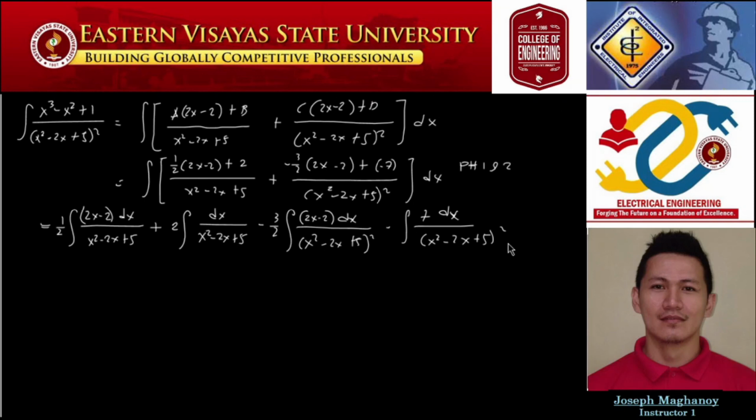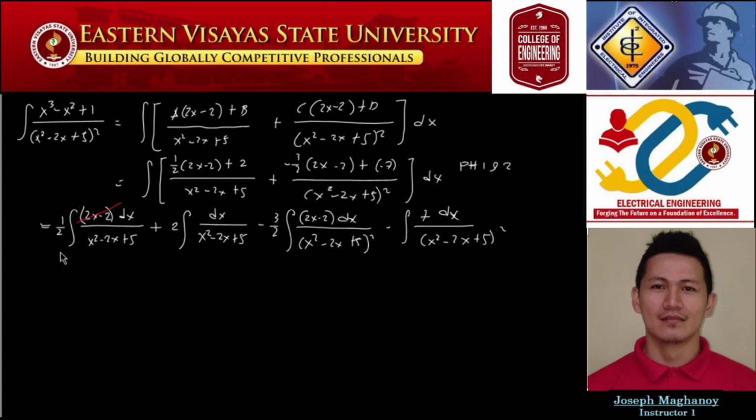So start with the first term. In the first term, do we have to integrate 2x minus 2? No, you cannot integrate 2x minus 2. Why? It's the first derivative of your denominator. Once you integrate it, it will go back to its original form and cancel out your denominator also. So don't include 2x minus 2 in your integration. We only integrate 1/2 dx over x squared minus 2x plus 5.